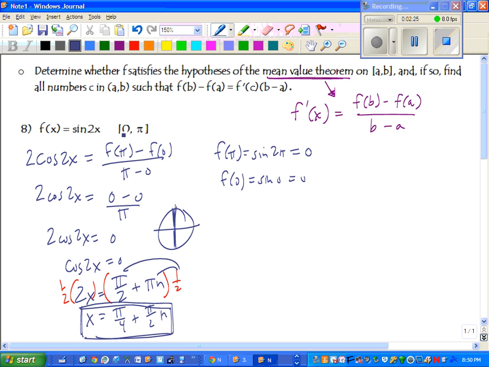We want to figure out just the values between 0 and pi. So pi over 4 works. And if we add pi over 2 to that, pi over 4 plus pi over 2, that's going to give us 3 pi over 4. That falls in our interval. If we add again, we're going to fall outside of the interval. So our two answers for this one are pi over 4 and 3 pi over 4.